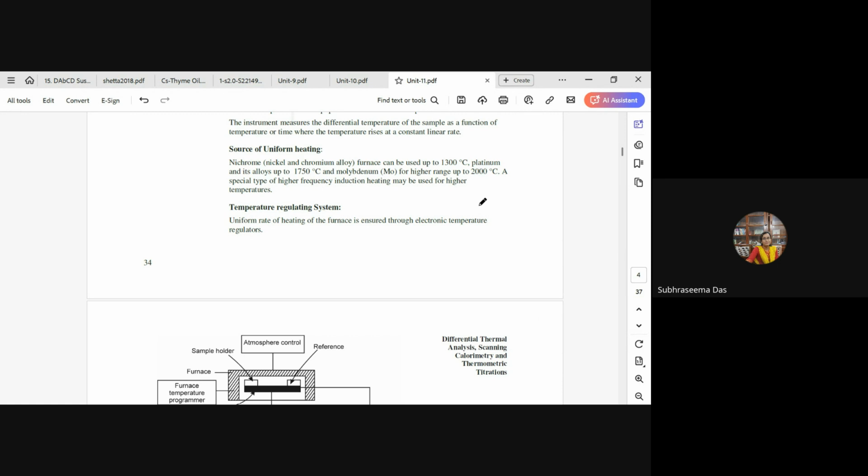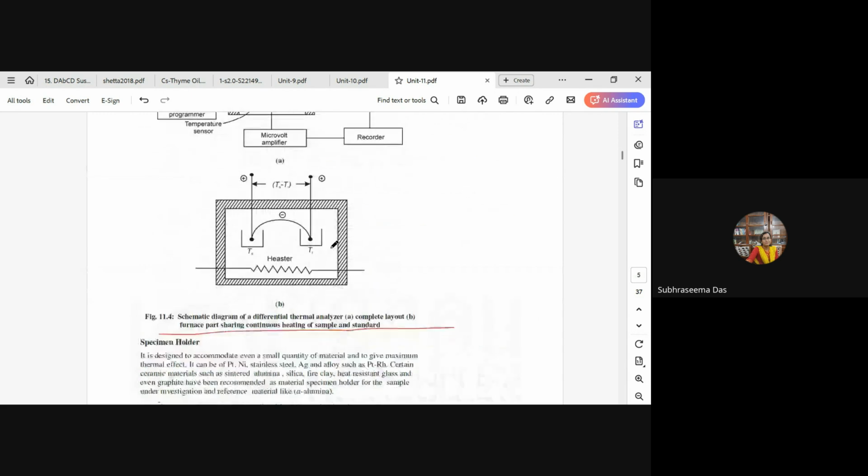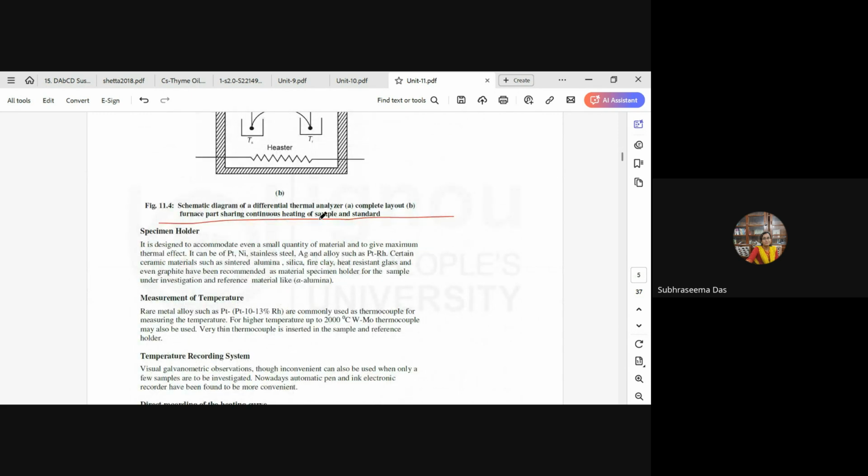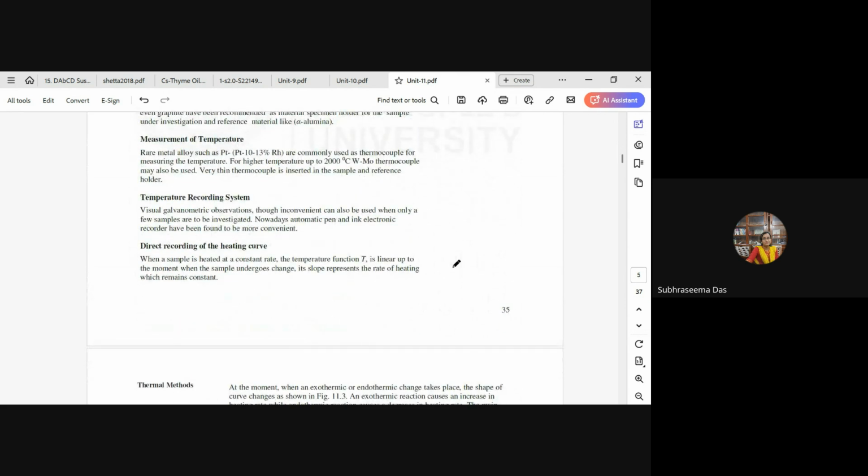Then coming to the temperature regulating system. A uniform rate of heating of the furnace is ensured through electronic temperature regulators. The specimen holder needs to be highly specific in nature. They are mostly made of platinum, nickel, stainless steel, silver, and also alloys of platinum and rhodium. Even ceramic materials such as sintered alumina, silica, or heat resistant glass have been used for the preparation of the specimen holder.